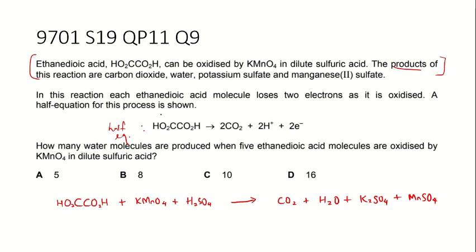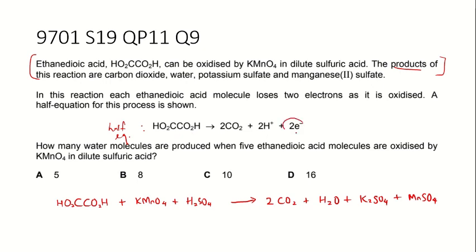Now, there's another half equation given here. I know that 1 ethane dioic acid will be oxidized to 2 carbon dioxide. So let me put 2 in front of CO2 so that I know that they come as a package. 1 ethane dioic acid molecule will be oxidized to 2 CO2. So later, if I multiply this ethane dioic acid by a number, I have to multiply these 2 by that number also.